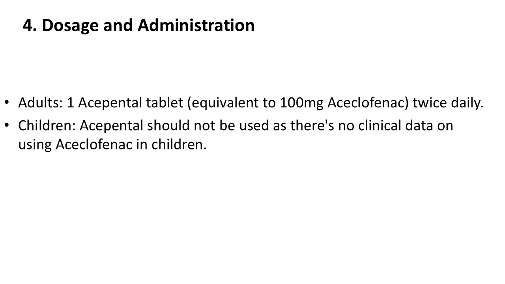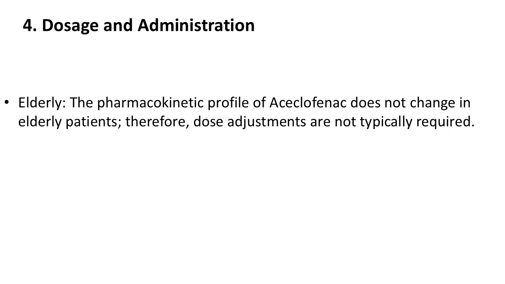4. Dosage and administration. Adults: 1 Acepental tablet, equivalent to 100 mg Aceclofenac, twice daily. Children: Acepental should not be used as there is no clinical data on using Aceclofenac in children. Elderly: the pharmacokinetic profile of Aceclofenac does not change in elderly patients, therefore dose adjustments are not typically required.